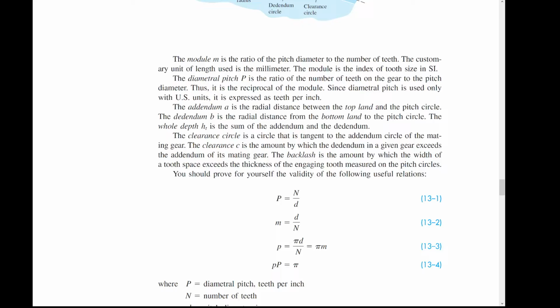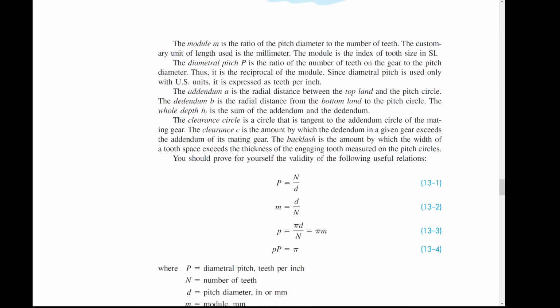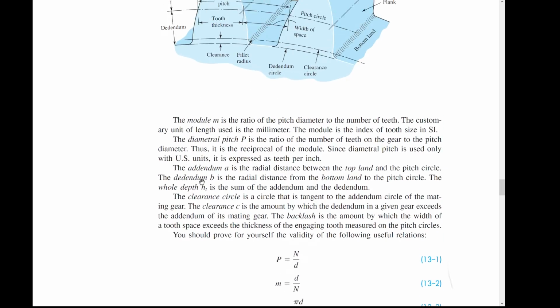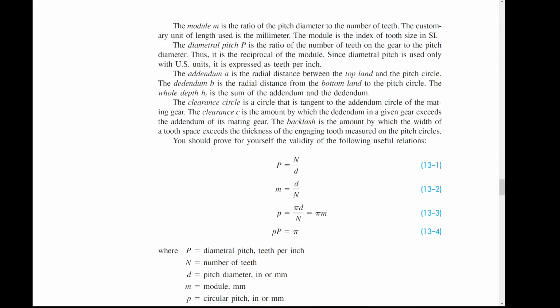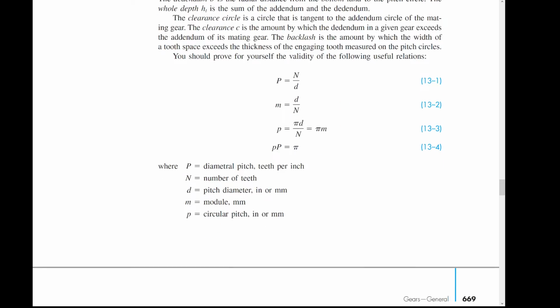You should prove for yourself the validity of the following useful relations. P equals N over D. Did we say what N must be? Number of teeth over D, diametral. That's circular pitch. Yeah, little p, circular pitch. M is D over N. P is pi D over N. Pi D is 2 pi R, which is circumference. And that is pi M. Yeah, okay, all those, yeah, this equals that. Got it. Okay, module. P equals diametral. Capital P, big P.